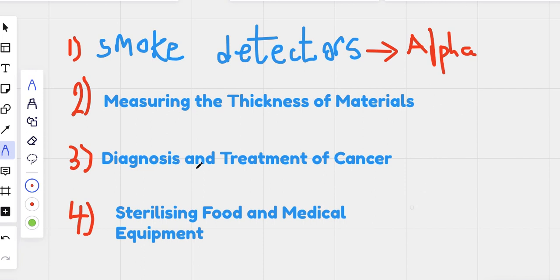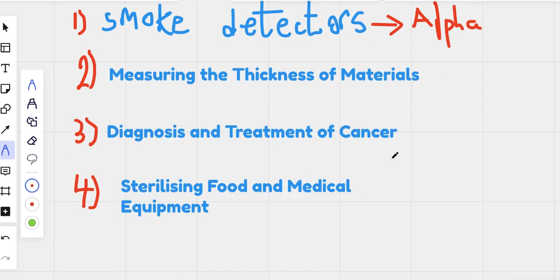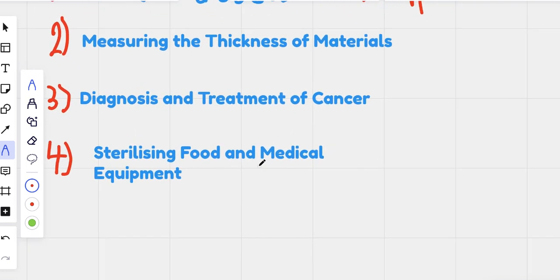Then we talk about the diagnosis and treatment of cancer. We use the gamma ray for treating cancer. The beam of gamma rays is directed towards the tumor that is growing in the body and is used to kill those tumor cells. Then another one is sterilizing food and medical equipment, which is what we want to look at now.